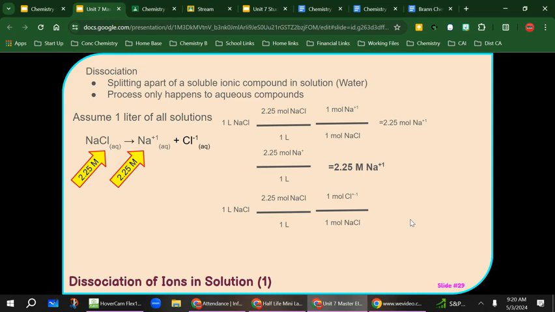Well, 1 liter times 2.25 moles of sodium chloride over 1 liter means 2.25 moles. Times a 1-to-1 ratio means I'm going to get 2.25 moles. Take it divided by 1 liter of solution because, again, when we put it into the solution, however much liquid it was in to begin with, that's how much it's still in. We get 2.25 molar solution of the chlorine ions. Because this is 1-to-1-to-1, the molarity doesn't change.